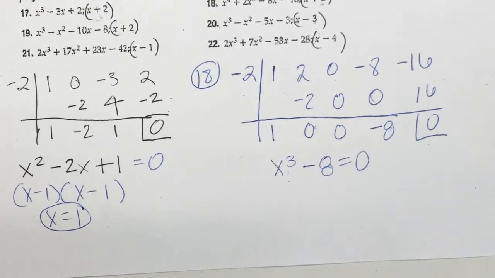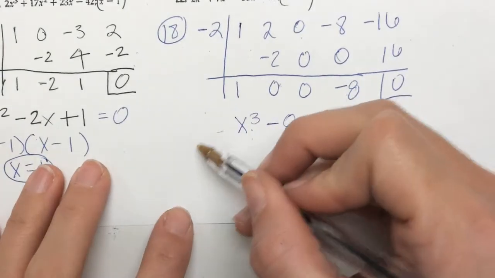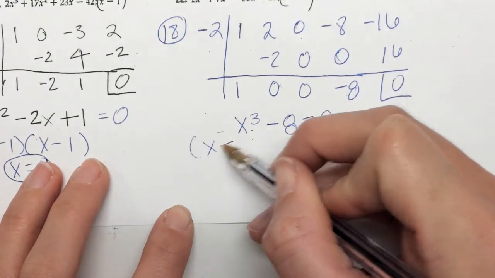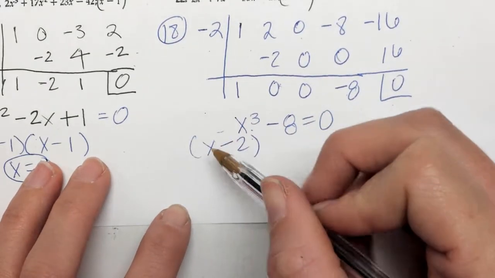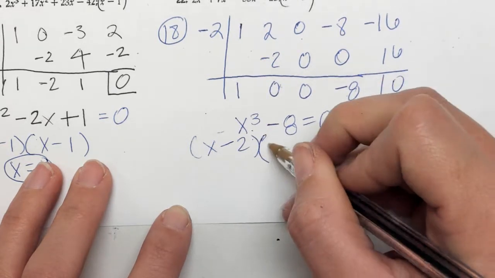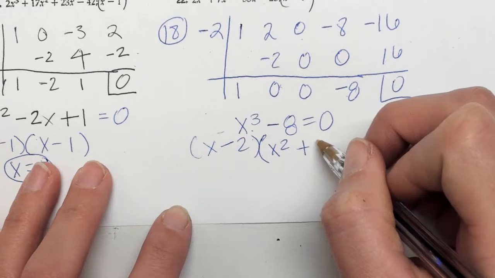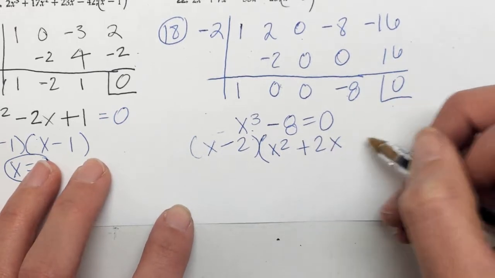Yes, we have to use difference of cubes to factor this one. So, let's see if y'all remember. Good, that's the cube root of both of them. Cube root of this one's x. Cube root of this one is 2. What comes next? Almost. Yes. Go ahead.